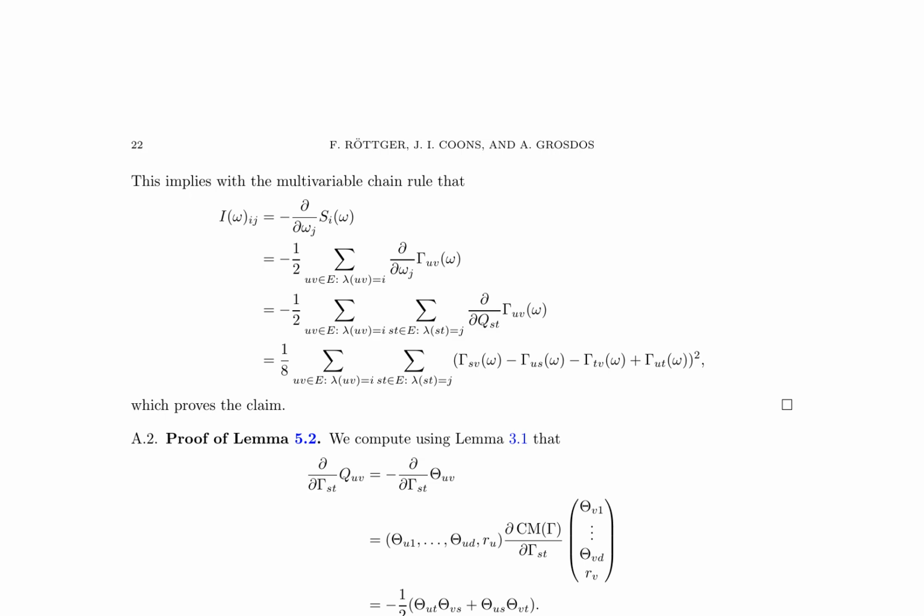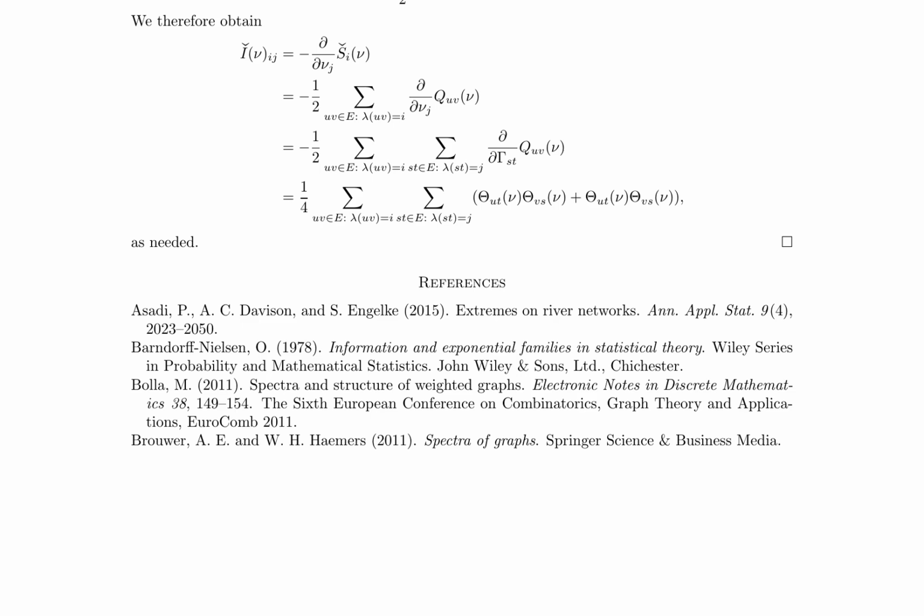The page then proceeds to prove Lemma 5.2, which deals with the computation of the matrix Q_ν related to the curvature of the statistical manifold. This lemma utilizes the concept of the curvature matrix C_γ and its derivatives with respect to edge weights, leading to an expression for the curvature matrix in terms of vertex labels and edge weights.